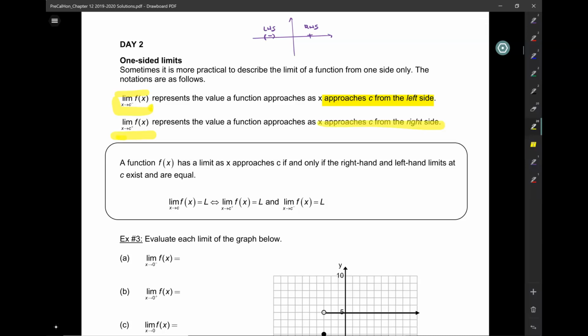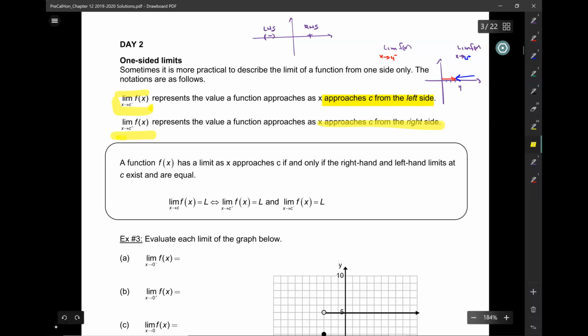So for example, if this is 1, 2, 3, 4, x equals 4, if I said the limit of f of x as x approaches 4 from the minus side, I'm looking at approaching 4 from the left-hand side. And if I were to say the limit of f of x as x approaches 4 from the positive side, then I would go at it from the right-hand side. So that's what it means.